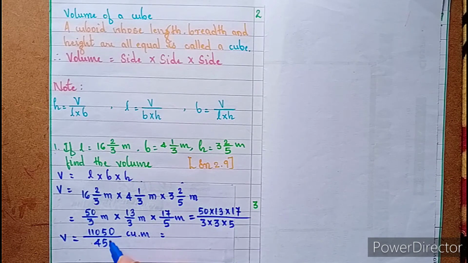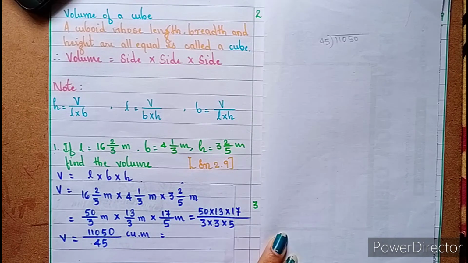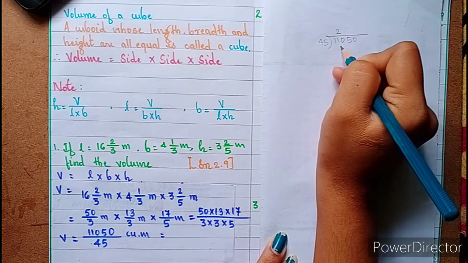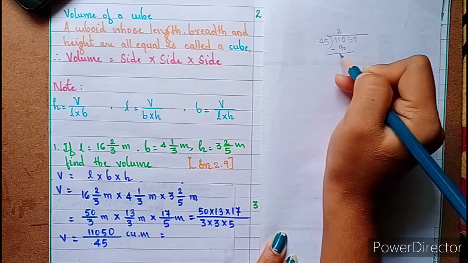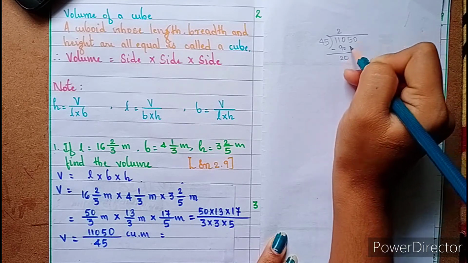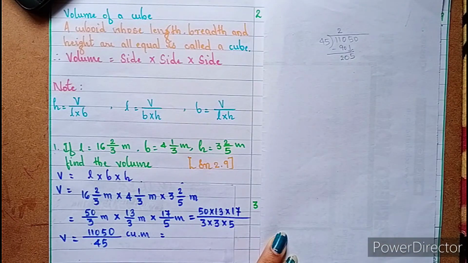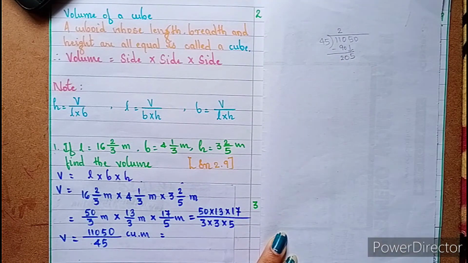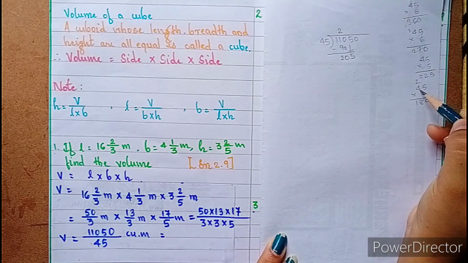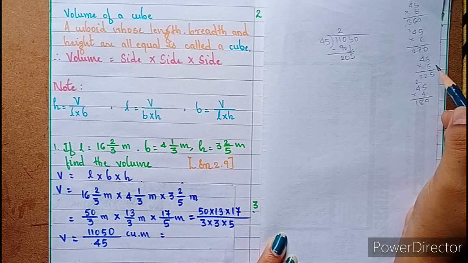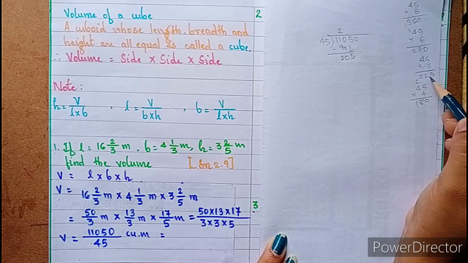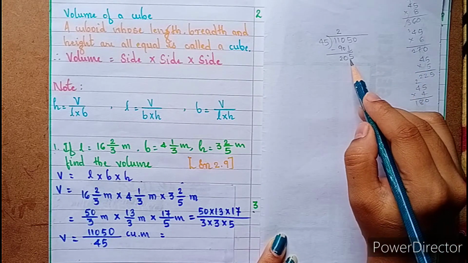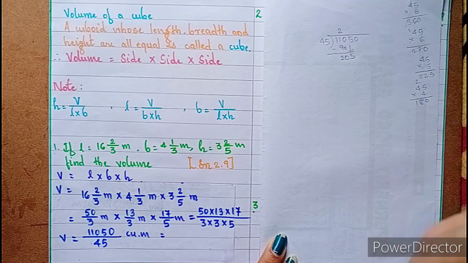But this is an improper fraction, so let's convert it into a proper fraction. For that we shall divide 11,050 by 45. So let's divide here. 45 2s are 90. So from 110 we have to subtract 90. We'll get balance 20 and take 5 down. Now let's check which is the nearby number in 45's table. After multiplying 45 by 4 we'll get 180, and when we multiply 45 by 5 we'll get 225. But we want a number smaller than 205, therefore we'll choose 45 4s are 180.